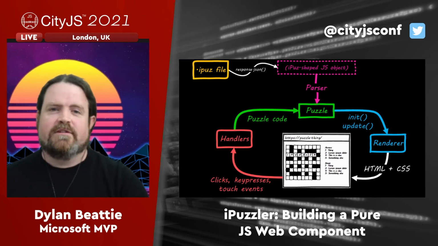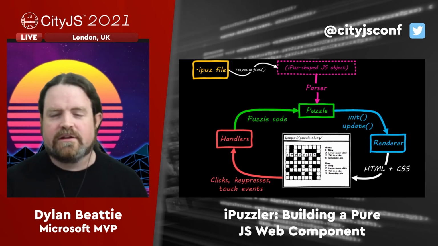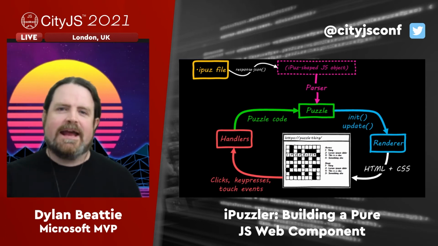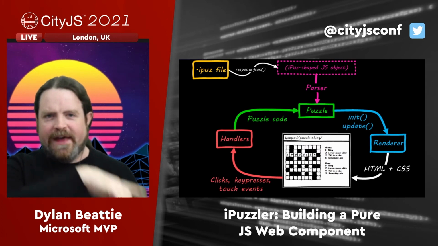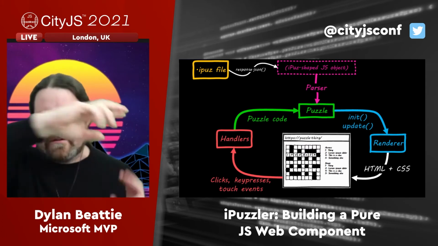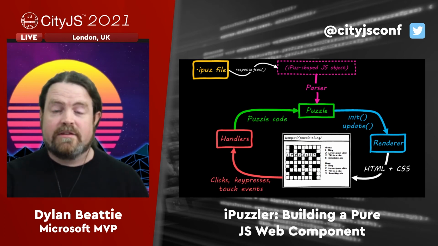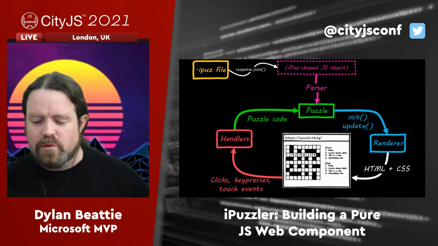We are going to click stuff and we are going to press keys. And if you're using it on a phone, we are going to touch things. All of those events need to be handled in a way that translates them back into puzzle code. That will update the state of the puzzle. The puzzle then needs to be pushed back through the renderer again and update this so we can see what's changed as a result of whatever we just did.